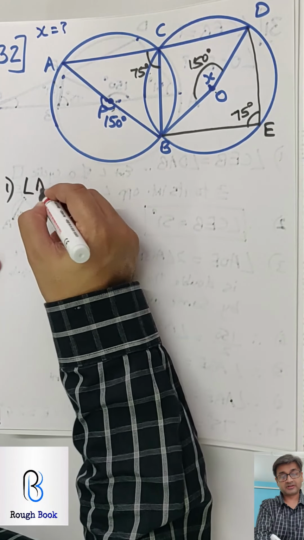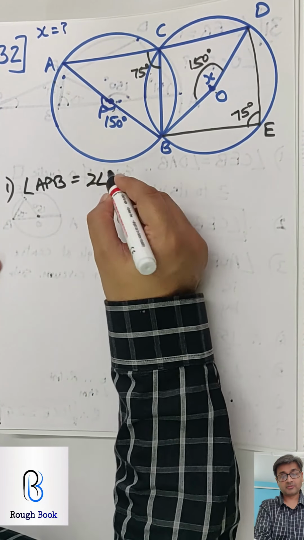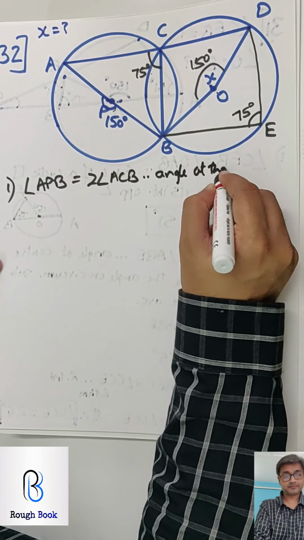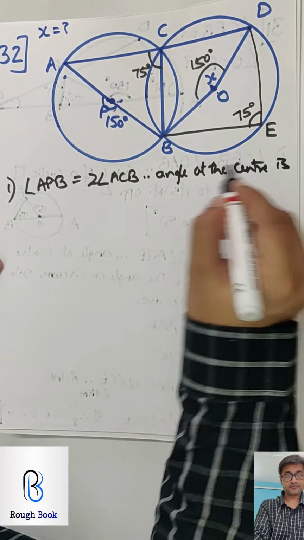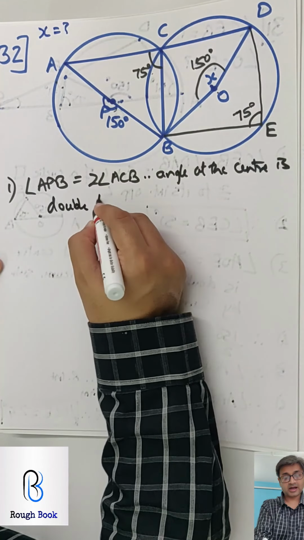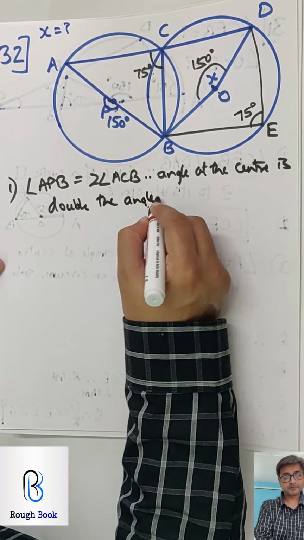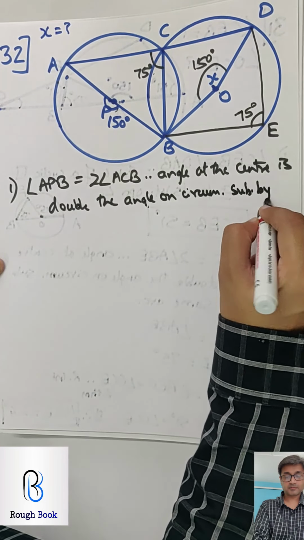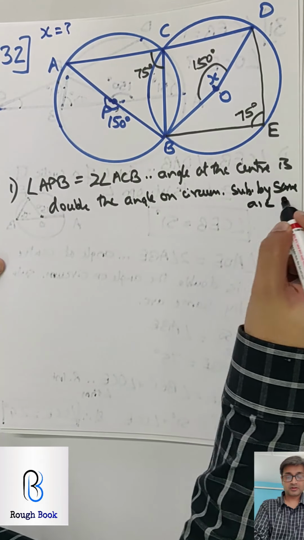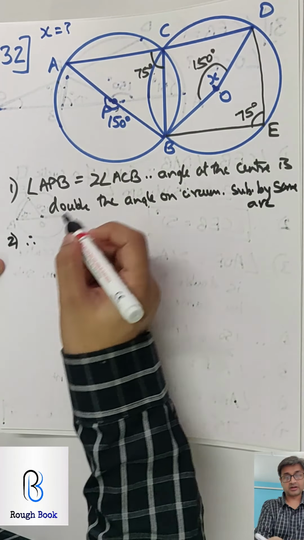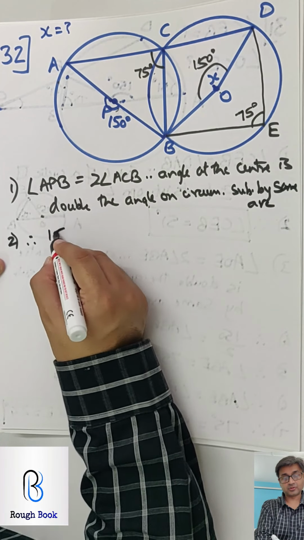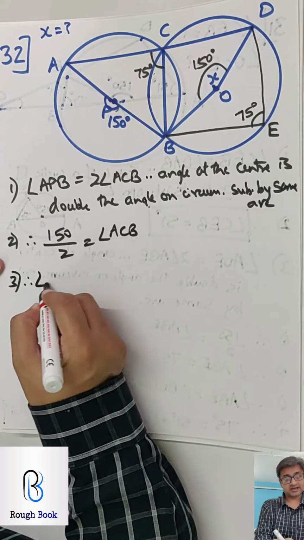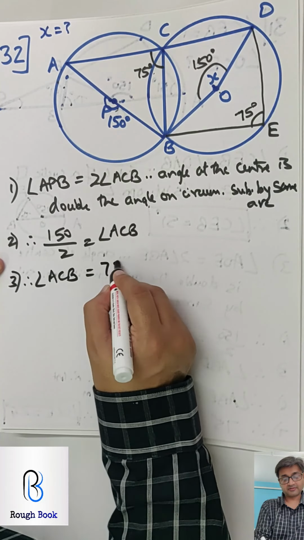So number 1, I will say angle APB double of angle ACB. The reason: angle at the center is double the angle on the circumference subtended by same arc. So we managed to get the first part, that is reaching here. So APB is 150 divided by 2, ACB. So finally I can say ACB is 75.